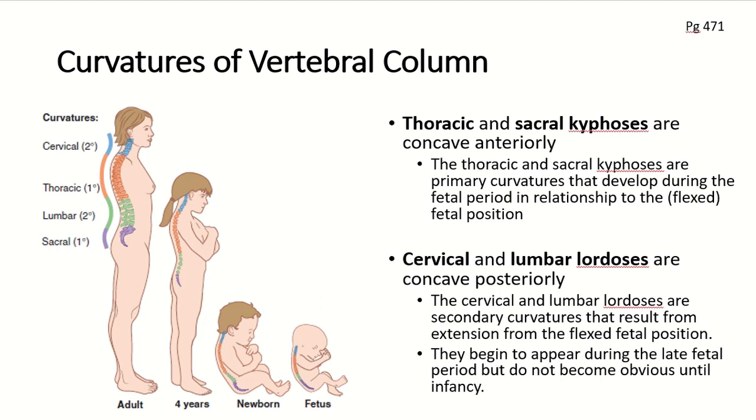The cervical lordosis becomes evident when an infant begins to raise or extend the head while they're prone and to hold the head erect while sitting. And the lumbar lordosis becomes apparent when toddlers begin to assume the upright postures associated with standing and walking.